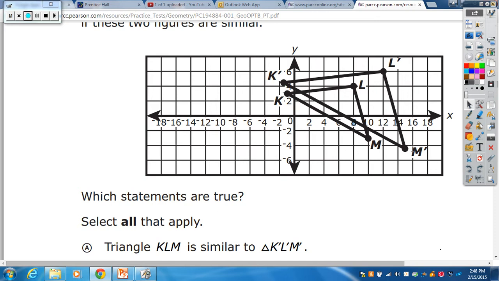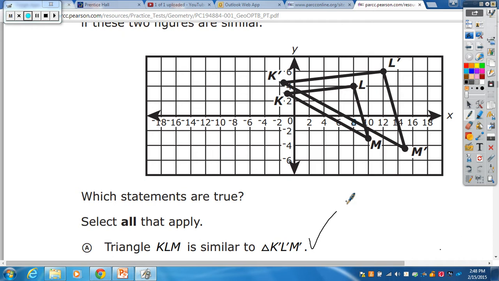So for letter A, I'm just going to go ahead and say yes, I know they're similar because the slopes of the lines are the same, the lines are parallel to each other, so as a result they would have to be similar to each other. So letter A is definitely an answer. Therefore letter B cannot be an answer. Okay. Letter C, D, and E, those are all grouped together.